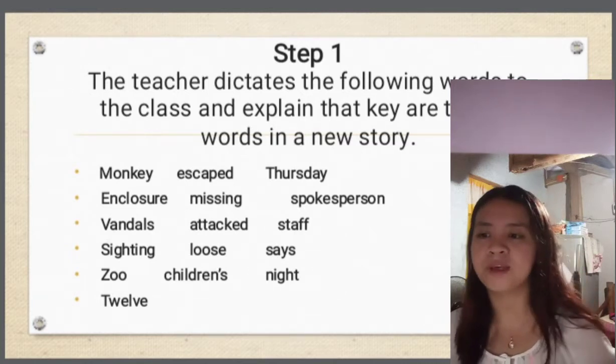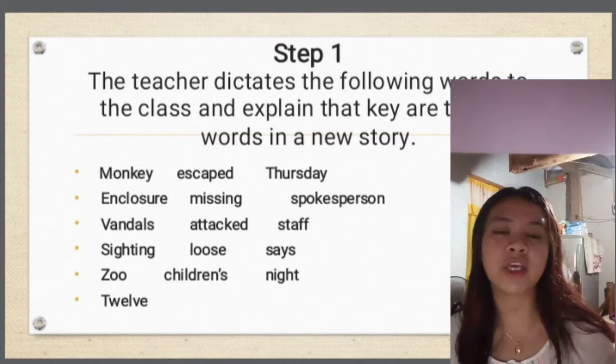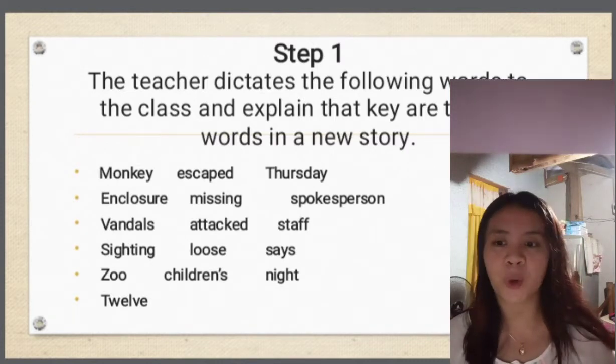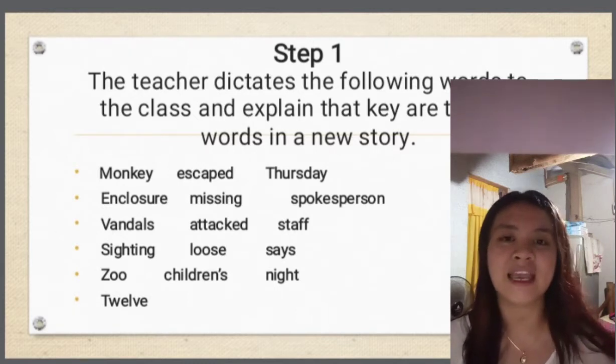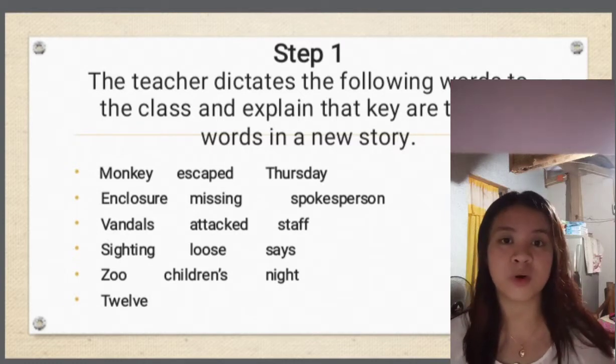The first step is the teacher dictates the following words to the class or to the students and explains the keywords in the news story. The students are encouraged to ask about the meaning of the unfamiliar words, and then in pairs, they try to imagine what the story is all about.